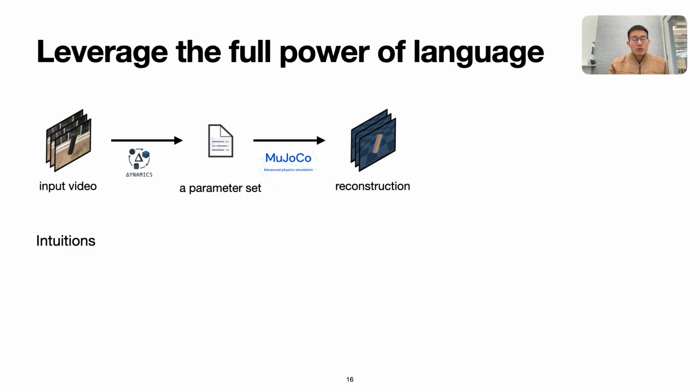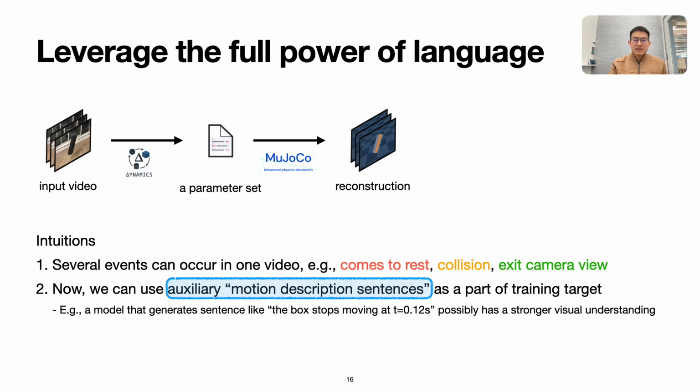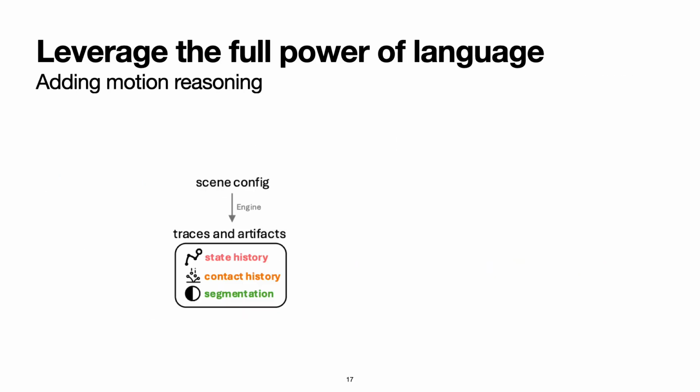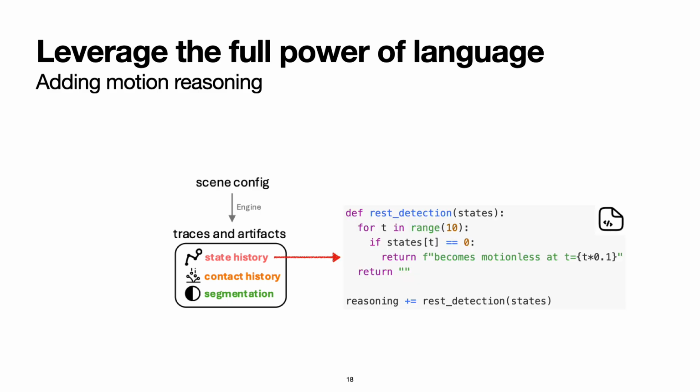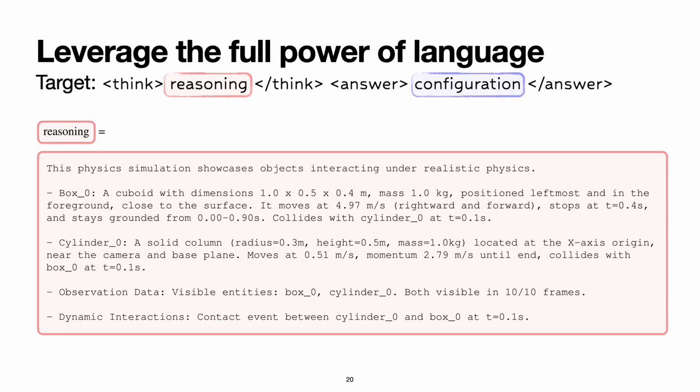However, there's more we can do with a VLM. There are basically a lot of events that occur in one video. And think about this. If a model can generate sentences like, a box stops moving at a specific time, it possibly means that it has a stronger visual understanding. So here's the way we do it. With traces and artifacts, we devise some event mining scripts, and then we make them a motion reasoning text. So now the model is going to generate some reasoning text before it generates the final prediction, the configuration.